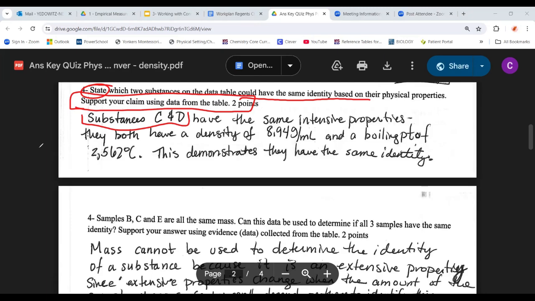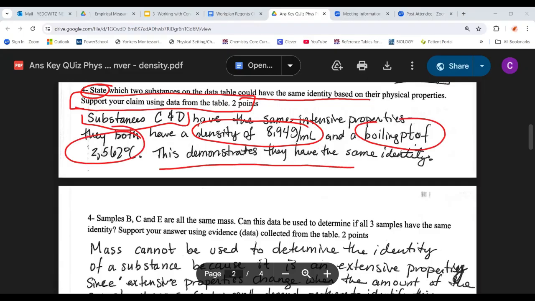It's not really just about proof, because we may find that things change over time, but what does the evidence say right now? Right? So, what does the evidence in the table say? I say both of these substances have a density of 8.49 grams per milliliter. That's data I took off the table to support my argument. And I took data showing that they both had the same boiling point. And then I said that that demonstrates that they have the same identity. So, this isn't about how I would do it. This is about how you make sure you're fully answering the question.